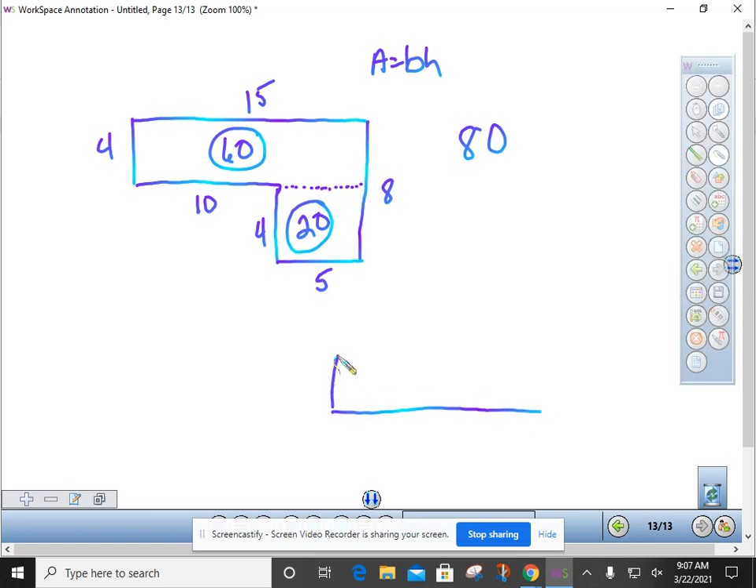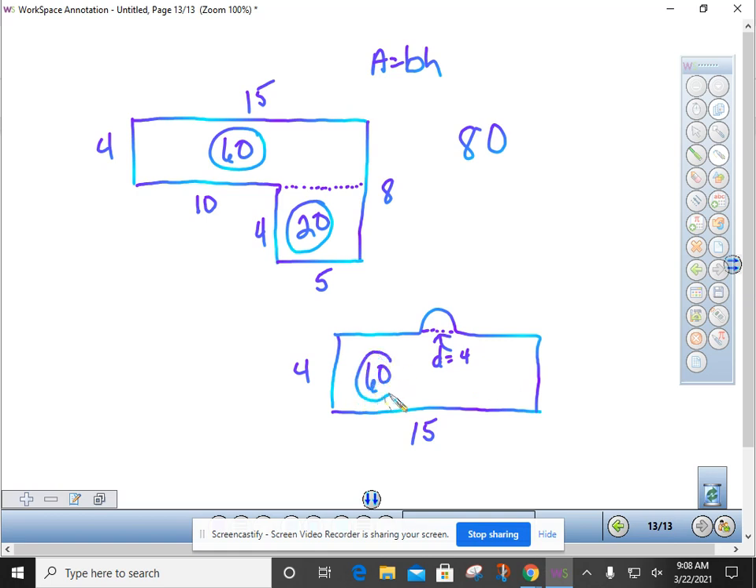What if I have a figure that looks like this? It's half the circle. I'm telling you that this measurement here is, we'll say 15. This is 4. And the diameter is 4. First of all, how do you find the area of just this rectangle here? 15 times 4, which is what?